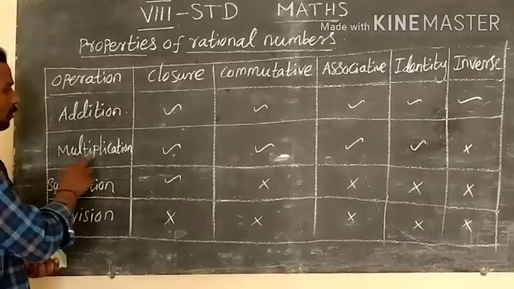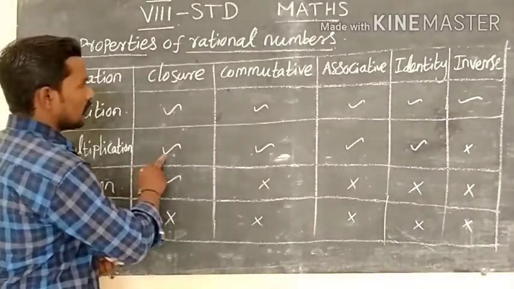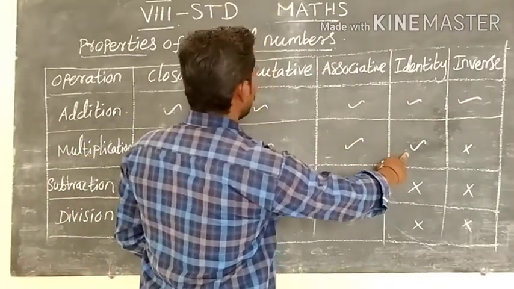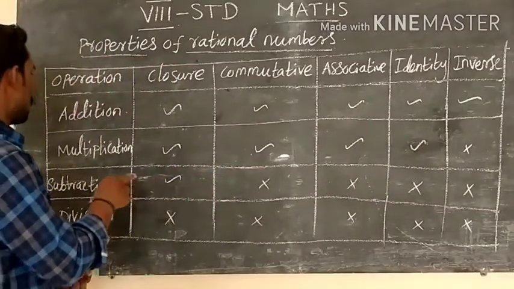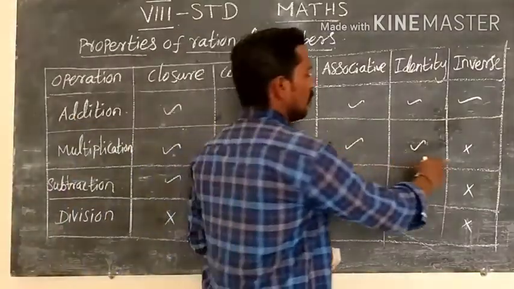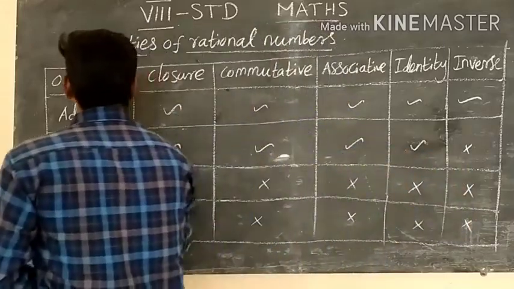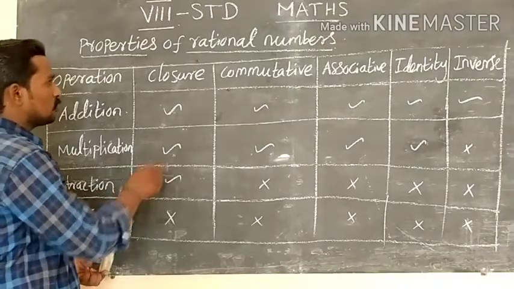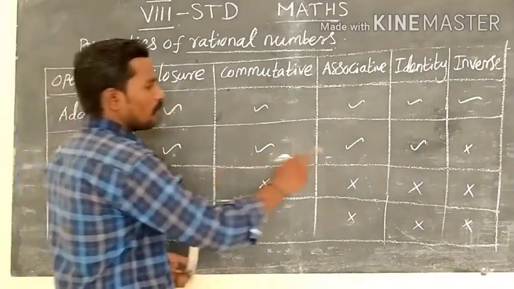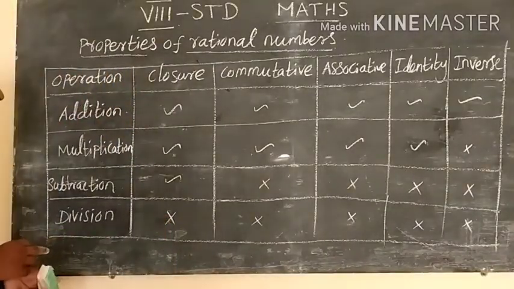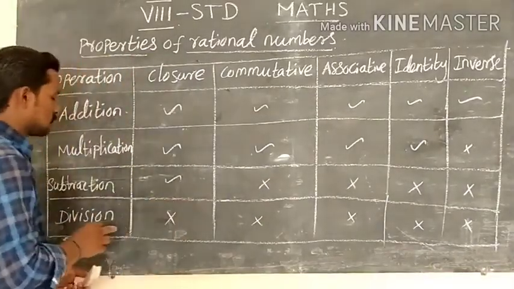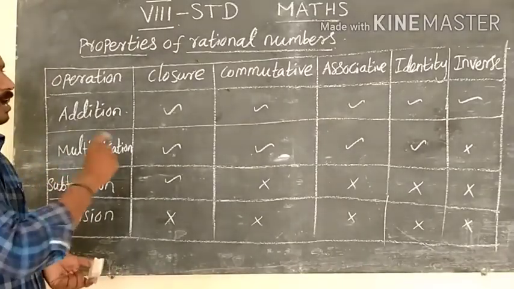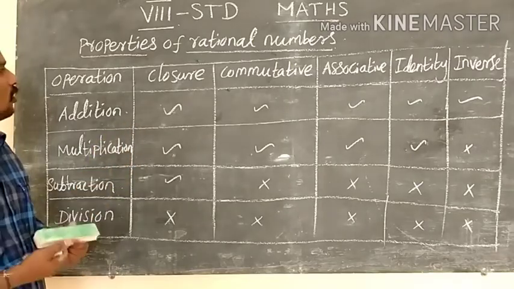Next, multiplication. Multiplication wise, closure, commutative, associative, identity: the first four properties are true under multiplication. Only the inverse property is not true under multiplication. Then subtraction wise, only the closure property is true. All the other properties are false. Then under division, all properties are false. Have you understood the result? After this I will explain all the properties in detail.